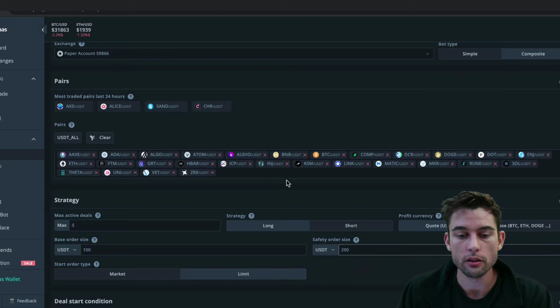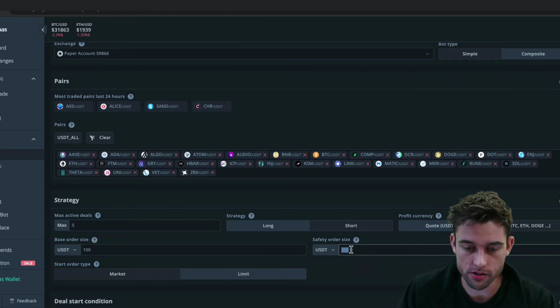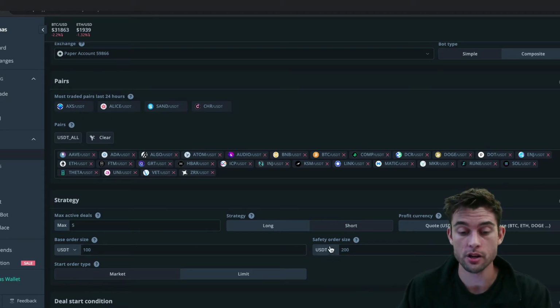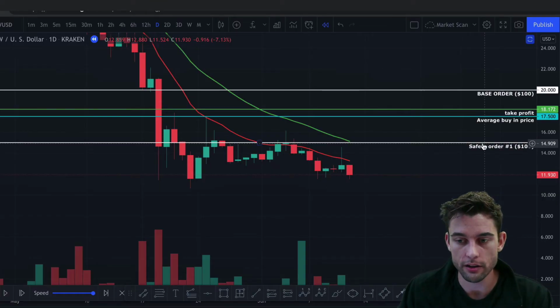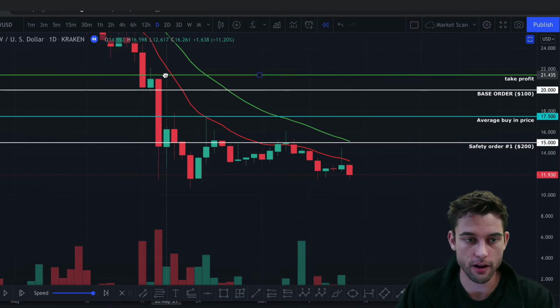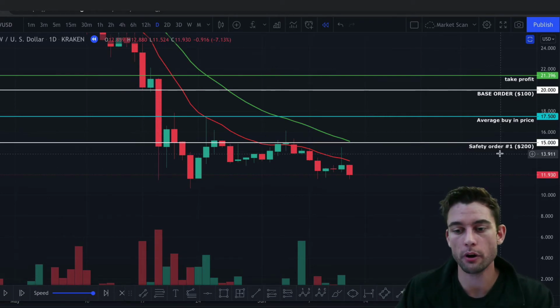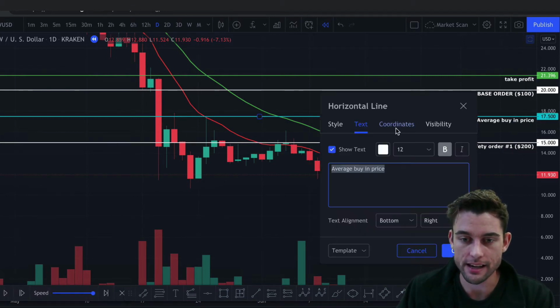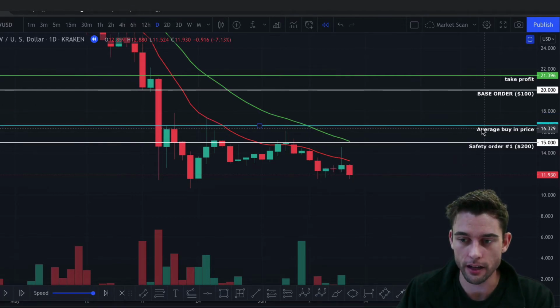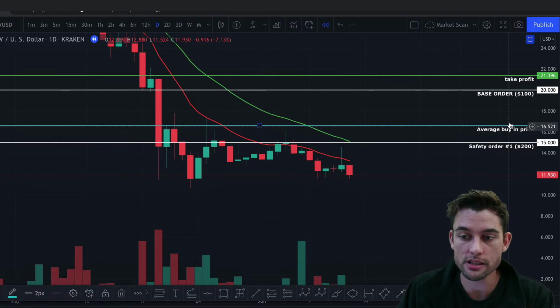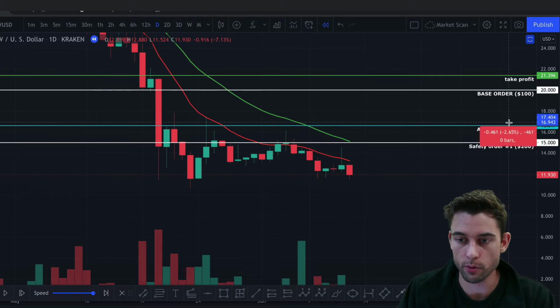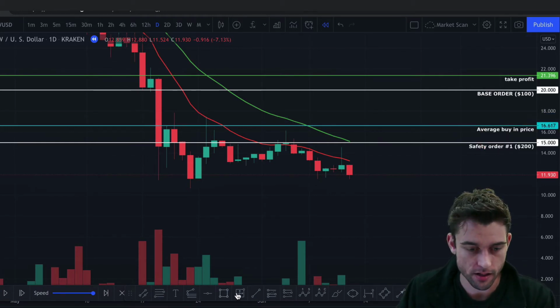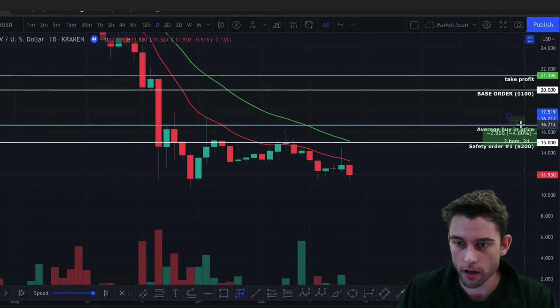However, what if instead of $100 and $100, you had $100 for your base order and $200 for your safety order size? Going back to the chart, if we change this to $200, you would buy right here, you wouldn't get hit for your take profit, but the price would come down and your first safety order would get hit right here. Because you bought $200 down here, your average buy-in price, instead of being $17.50, is going to be around $16.30 or something like that. It's going to be down here. So this is much better than where it was. This is 3%, almost 4%. Actually, it is 4% down from where it was before.